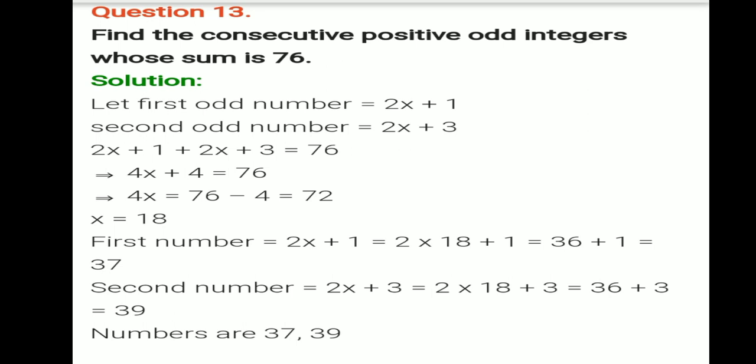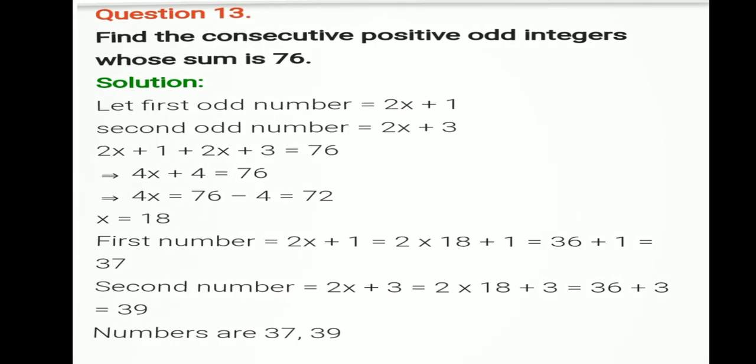and don't forget to find the final answers, because while solving you will get only the value of x, but we have supposed the first number to be 2x plus 1, so you have to put the value of x in the first number and find the value of the first number, which will come out to be 37. So your final answer will be 37 and 39 as shown below.